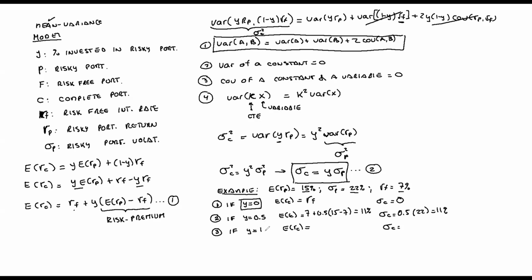Now, what happens if y equals 1? If y equals 1, this negative goes with this one here, and at the end of the day, I end up only having the risky portfolio. So this is 15%. Everyone understands that? If y is 1, guys, this negative RF with this positive RF cancel out, and what is left is simply ERP. And the volatility of the complete portfolio is going to be 1 times 22%. This is going to be equal to 22%.